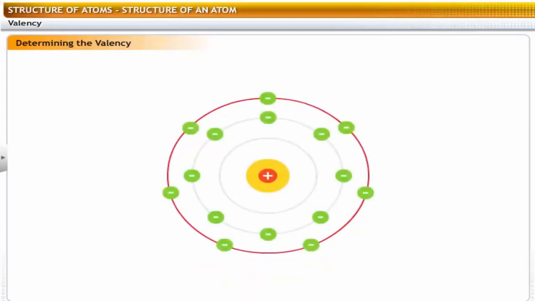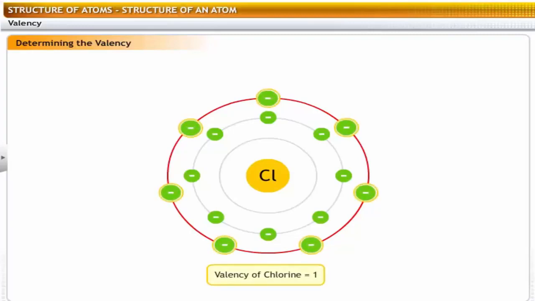On the other hand, if the outer shell has more than 4 electrons, the valency is 8 minus the number of electrons in the outer shell. For example, a chlorine atom has 7 electrons in the outermost shell. Here, it is easier for chlorine to gain 1 electron instead of losing 7 electrons. Hence, its valency is determined by subtracting 7 electrons from the octet, which gives the valency of 1 for chlorine.